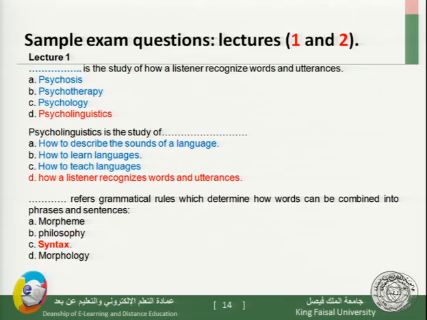From lecture 1, I have chosen some of the questions, if you can read them. What is the study of how a listener recognizes words and utterances? Now, which definition matches with this explanation? Of course, I have already marked the correct answers. Psycholinguistics, sorry. Psycholinguistics is the study of how a listener recognizes words and utterances.